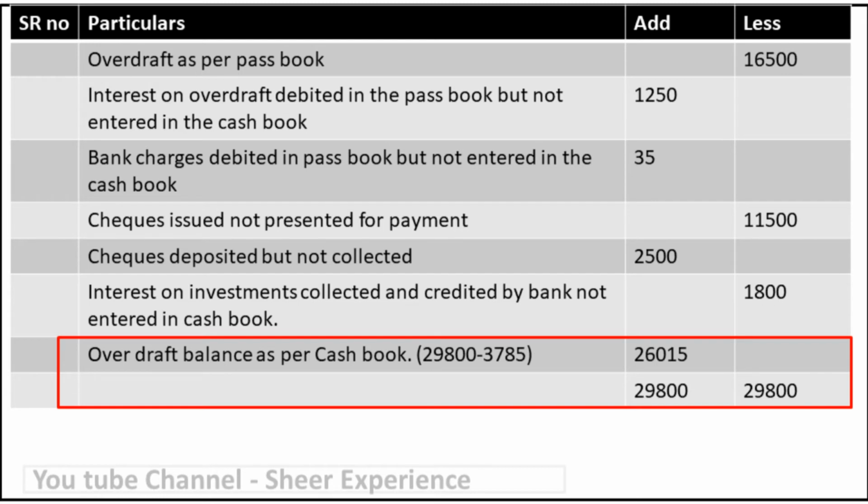That is 29,800 minus 3,785, which comes to 26,015. So this is our overdraft balance as per cash book. In the particulars column, we will mention overdraft balance as per cash book and 26,015 in add column. Now we will see our next problem.